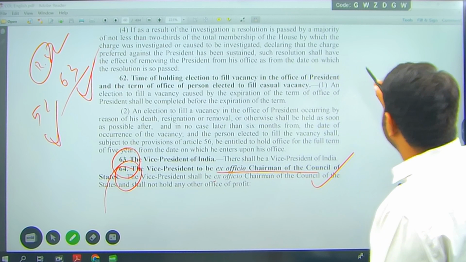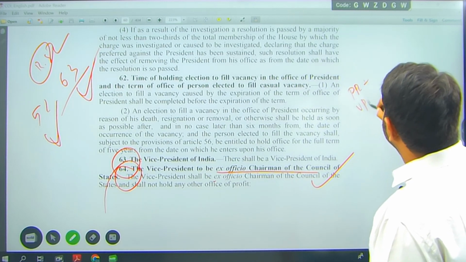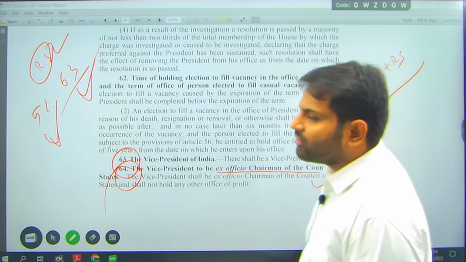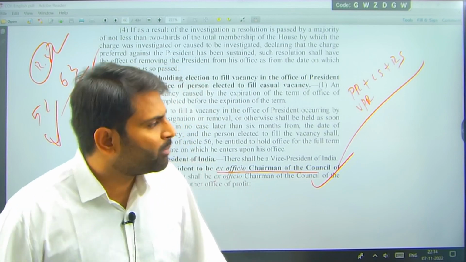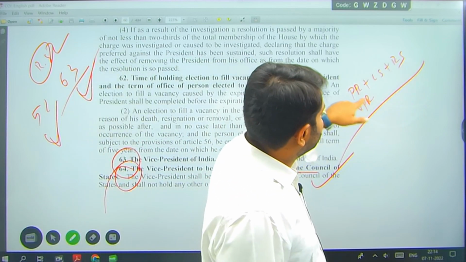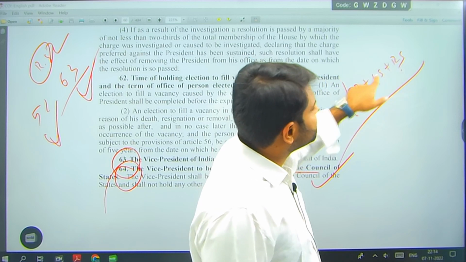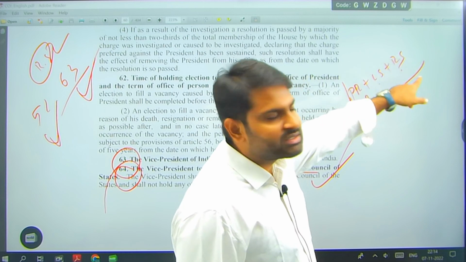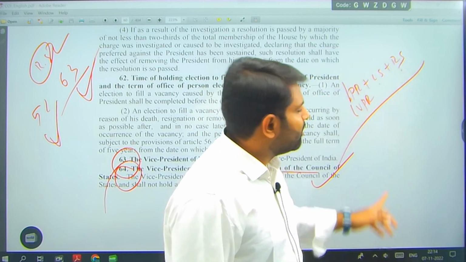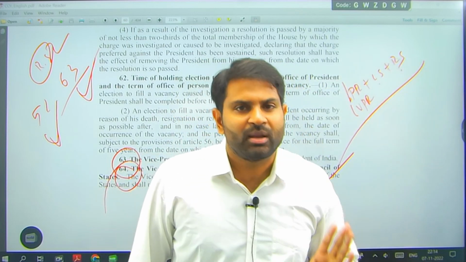Now we have Parliament. Parliament is equal to President plus Lok Sabha plus Rajya Sabha. So we have President, we have Vice President, Lok Sabha, Rajya Sabha. President is not member of Lok Sabha, President is not member of Rajya Sabha, Vice President is not member of Rajya Sabha, Vice President is not member of Lok Sabha, but Rajya Sabha chairman is Vice President. He is not member, but he is chairman.